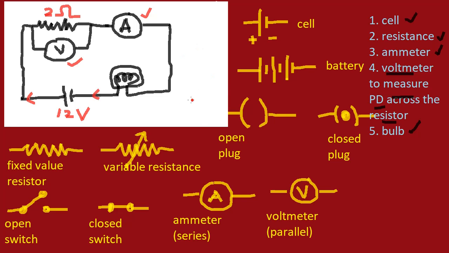So this is an example to show how an electric circuit can be drawn. So there are many other such kinds of symbols that are used to represent the components in the electric circuit.